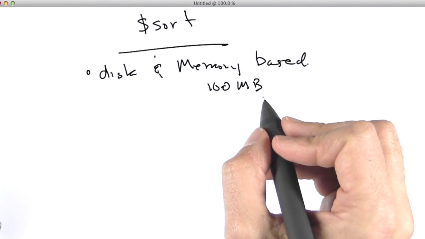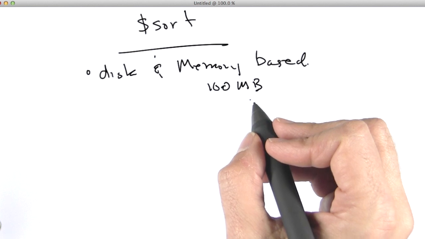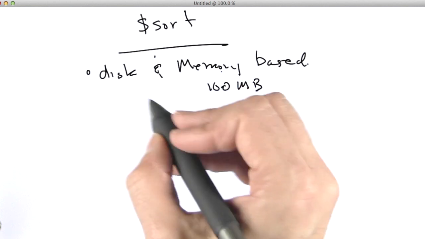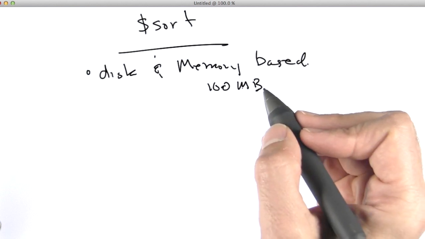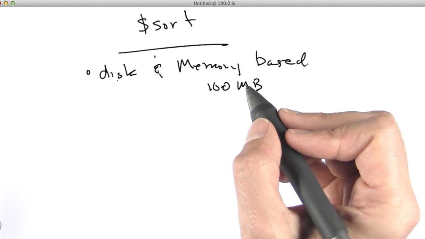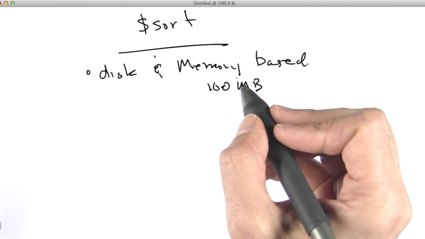But by default, if you don't set that option, you're going to wind up with a memory-based sort, and any particular pipeline stage is limited to 100 megabytes. And there is an option to do a disk-based sort, which you might want to use if there is a lot of data that's going to be produced in each pipeline stage.